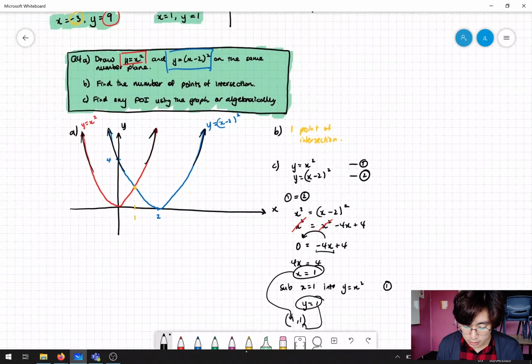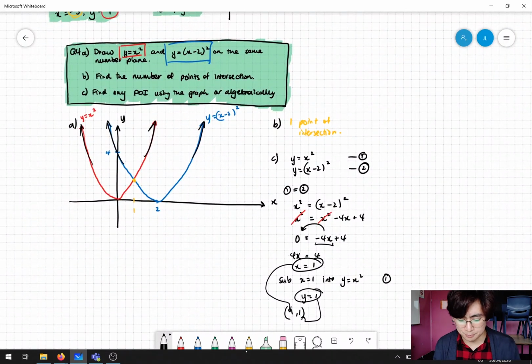For this last question, I went through it a little bit quickly, but hopefully it made sense. For points of intersection, if I draw the two graphs on the Cartesian plane, you'll notice that there's one point of intersection. And when I'm trying to find the points of intersection, I can do that algebraically by solving the two equations using simultaneous equations.